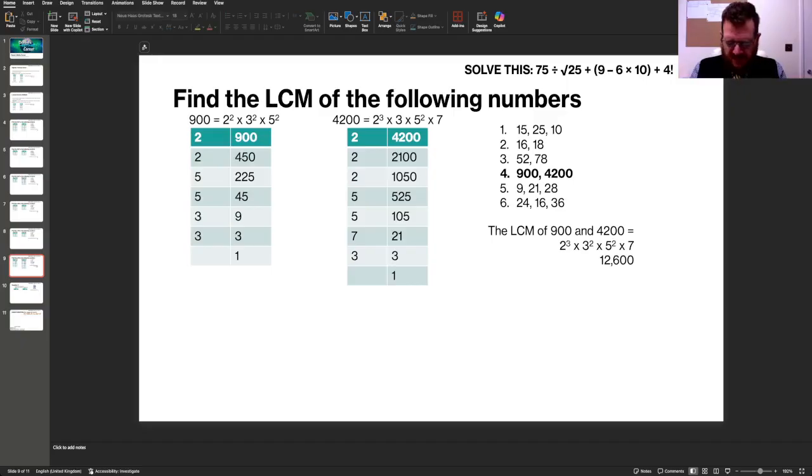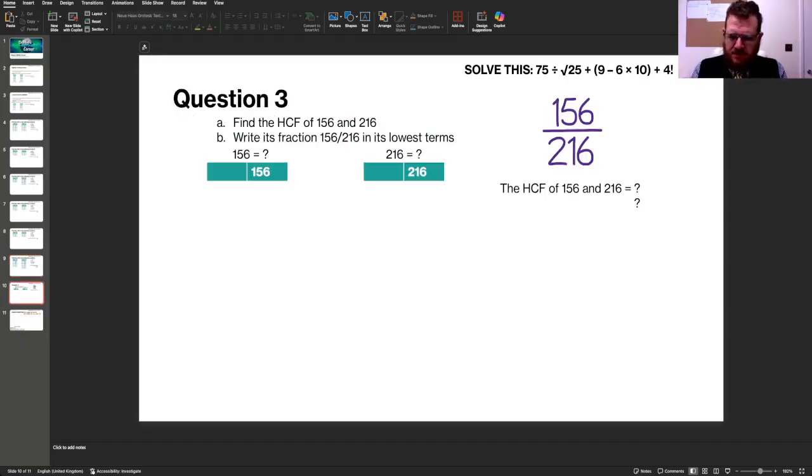So amidst all my confusion, let's move on to the next question. We will find the highest common factor of 156 and 216. So let's just do 156 first. That is 2. That then becomes 78. I see another 2 in that, which then gives you 39. And then you've got a 3 there for 13. And then you've got that for 1.